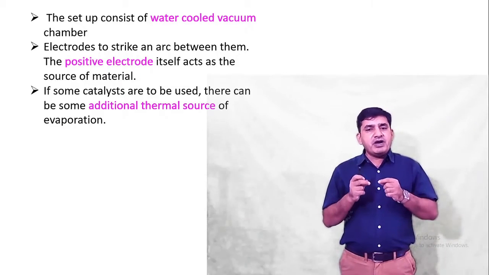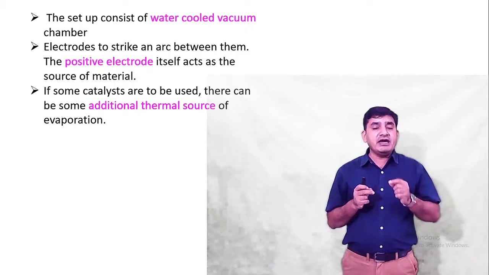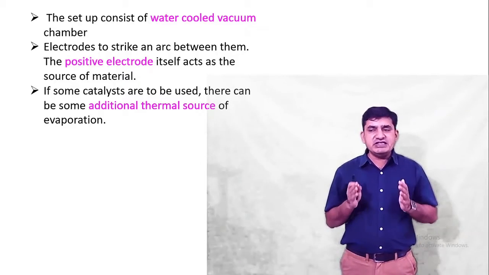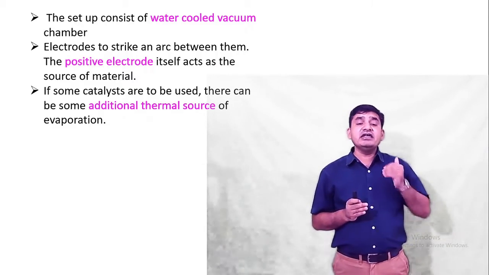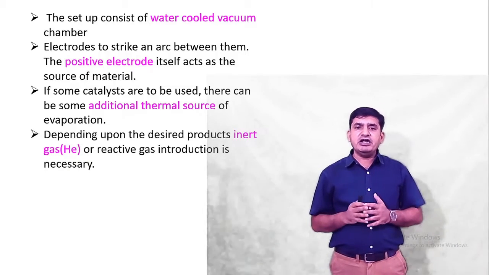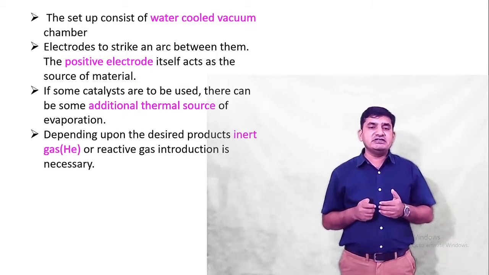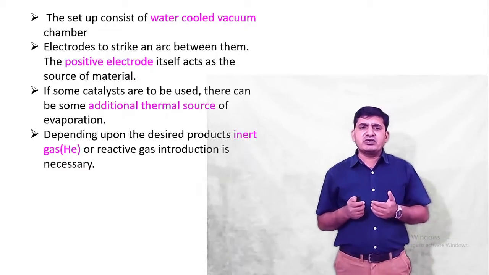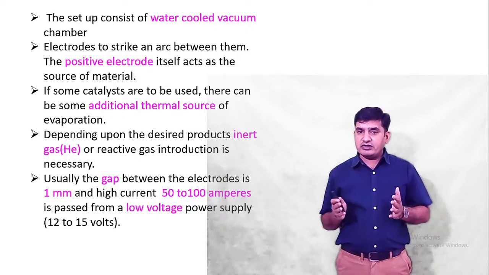Here we apply an electric current of about 50 ampere to 100 ampere between the two electrodes, and the temperature produced is about 3500 degrees Celsius. But when some catalyst is used, an additional thermal source of evaporation is required, depending upon the desired product. Inert gas, that is helium, or reaction gas introduction is necessary. Usually the gap between the electrodes is 1 mm.